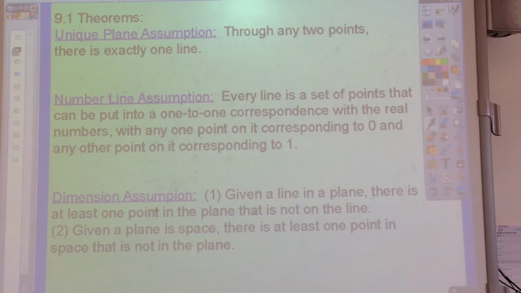Today we're going to talk about some theorems, and then we're going to plug values into formulas. So let's talk about the unique line assumption: through any 2 points, there's exactly one line. I think we've already talked about that one.